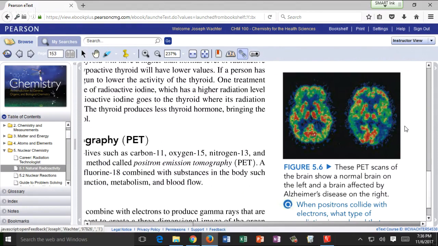But when that happens, those rays exit the body. And so you get these really good images of what's happening in the brain based on where these radioactive atoms are going and releasing their positrons, which then become gamma rays and can get detected by special equipment. So this is a common imaging technique. In this case, they're looking at brain function of a normal brain versus a brain affected by Alzheimer's disease. You can see the activity levels significantly different in different parts of the brain over on the right. And that's the positron decay.